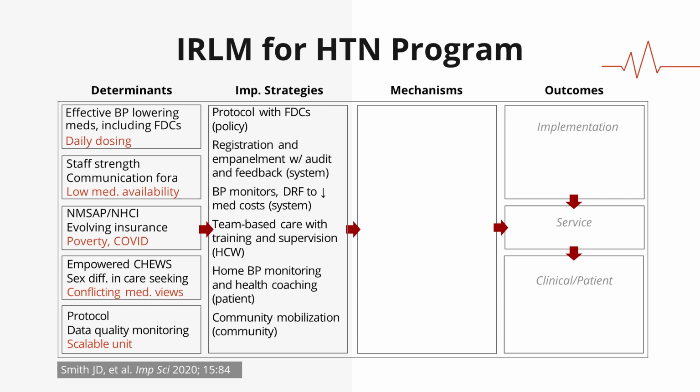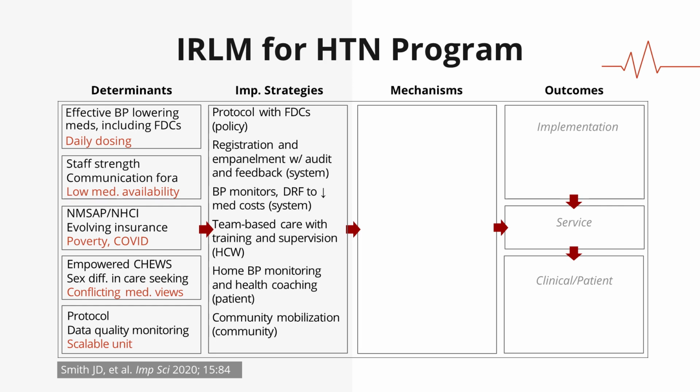So we've mentioned the protocol with an emphasis on fixed dose combination therapy, registration and empanelment with audit and feedback, a system-level intervention, the provision of blood pressure monitors, and a drug revolving fund to reduce out-of-pocket medication costs. We conducted team-based care with training and supervision to improve the skills and experience of healthcare workers. And for those patients who were persistently uncontrolled, we offered home blood pressure monitoring and health coaching. Lastly, for a community mobilization strategy to create demand, we talked about the community awareness campaigns that we conducted.